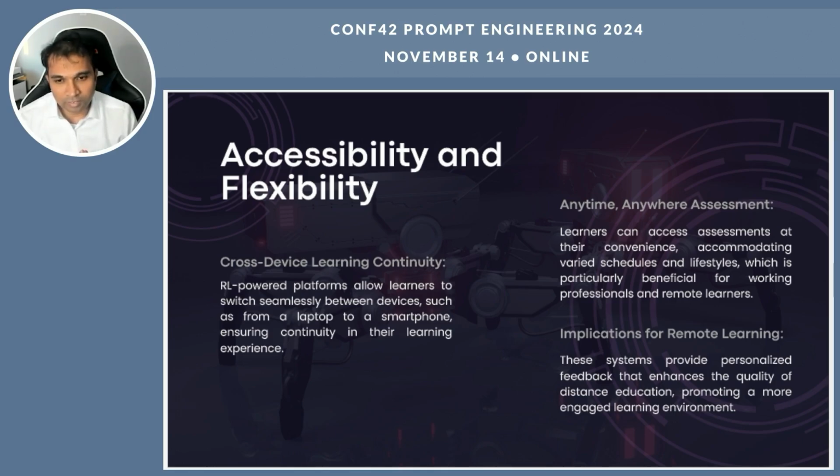And then across-device learning continuity. We deal with many devices these days: laptops, computers, phones, and even a smartwatch and things like that. This reinforcement learning powered platform allows the learner to switch seamlessly between devices, such as from a laptop to a smartphone. That ensures continuity in their learning experience. Now, implications for remote learning.